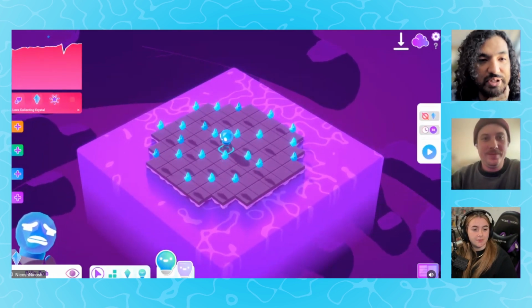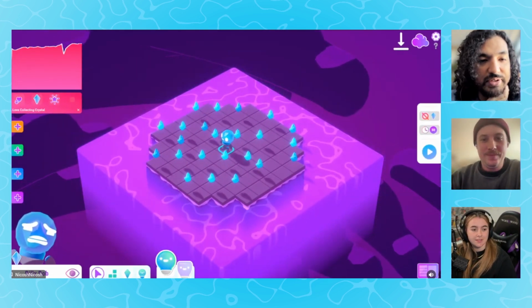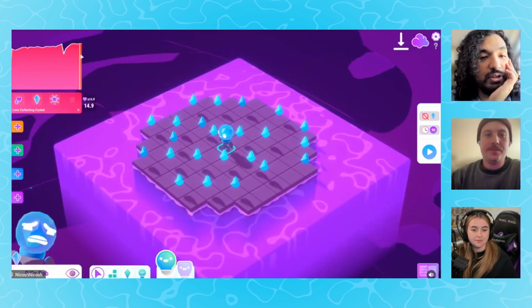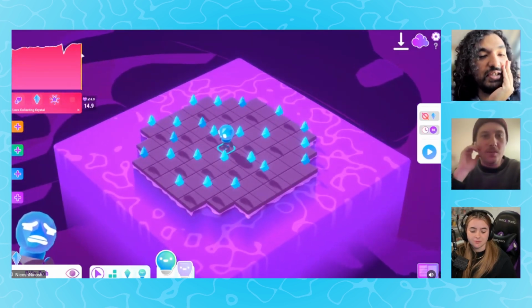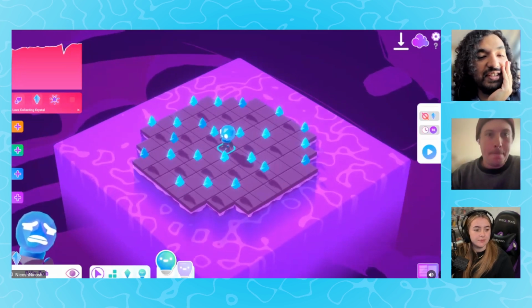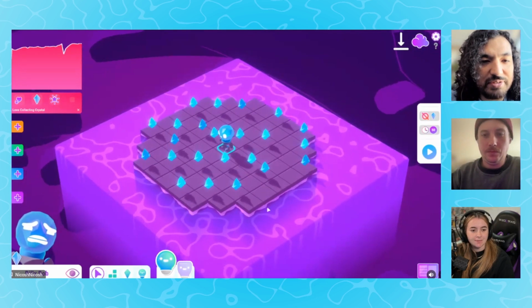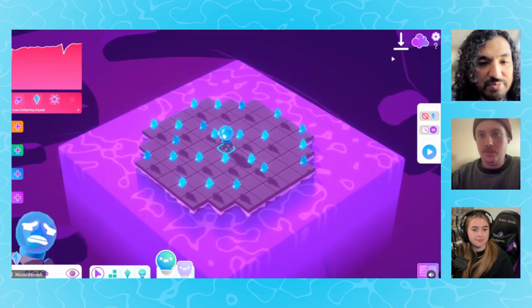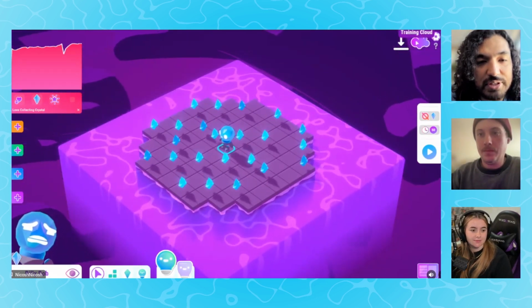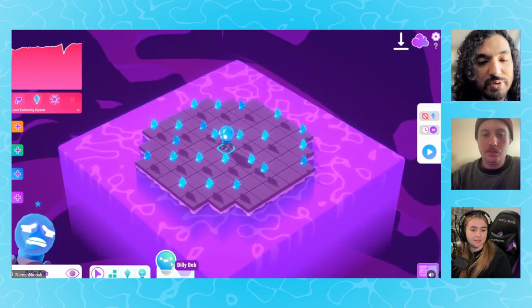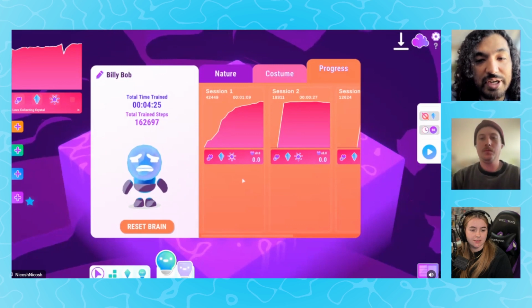I was going to say, I think our Billy Bob is really good at collecting crystals. It went up from when we started this training. It was collecting, like, what? Yeah, 12.5 in 100 steps, and now it's able to collect like 15. So it's become fairly efficient at collecting crystals. That's what that graph means. It tells you how often the thing you're rewarding it for happens on average.